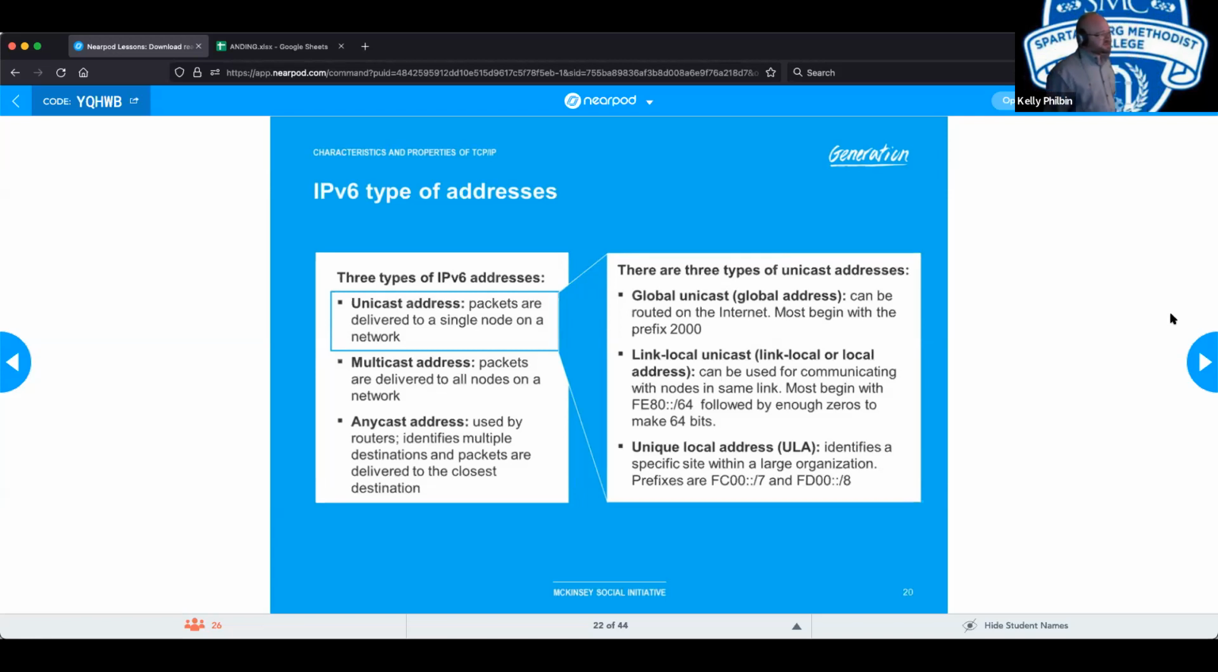So those are your various varieties of unicast, which is a one-to-one communication. Then you have your multicast, which we already talked about, which is delivered to all nodes on a network. And then you have your anycast address used by routers to identify multiple destinations, delivered to the closest destination.